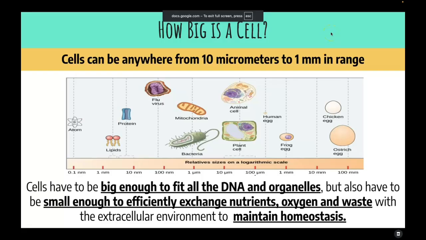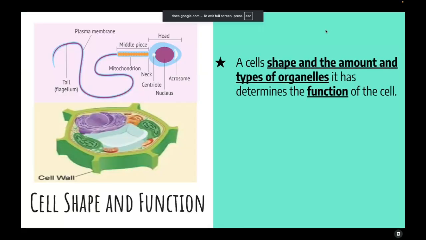Really quickly, just for an analogy so you understand why cells have to be so tiny, you could think of a big house. If you want to turn on the AC, it takes a lot of time and energy for the whole house to get cool. And so having it be smaller makes it more efficient. We're going to talk about this when we do a surface area to volume lab. All right, let's get into cell shape and function.